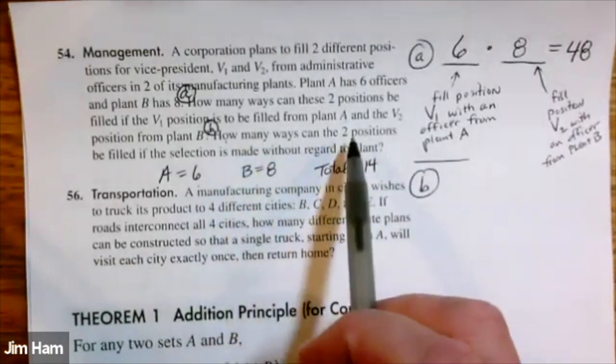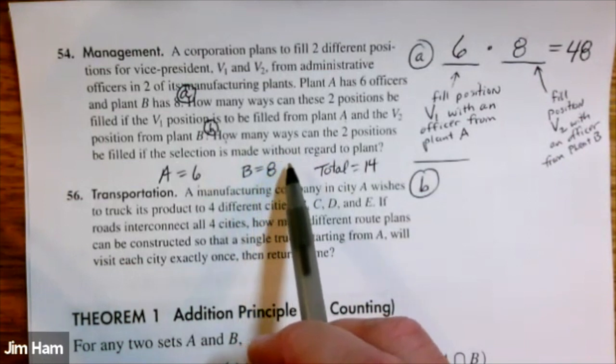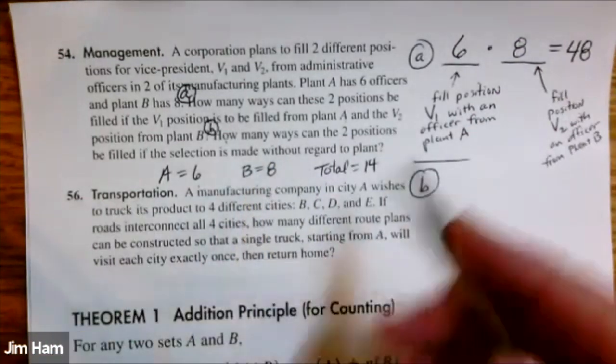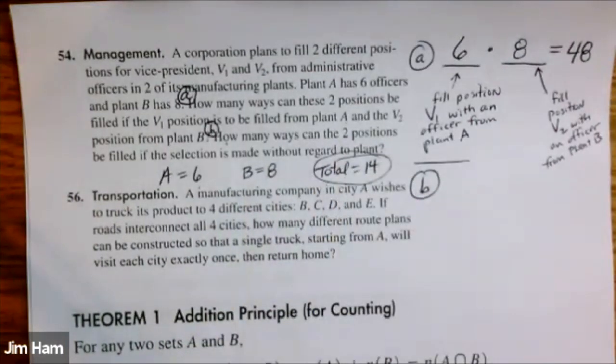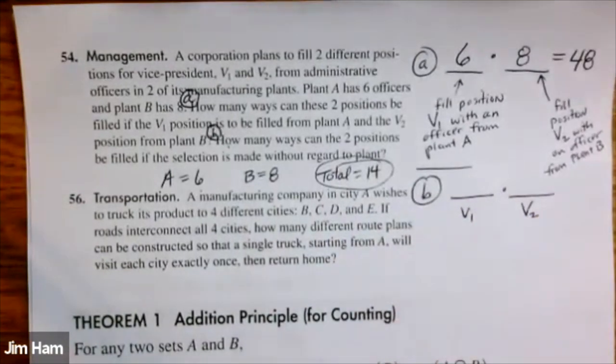Part B says, in how many ways can the 2 positions be filled if the selection is made without regard to plant? So we're not considering the 6 officers. It could very well be that both of those vice presidents are people that we select from plant A. But we're just going to pool all of those officers together and think that we have 14 officers to choose from. Now we want to assign the V1, and after we assign the V1, we want to assign the V2. Now there's 2 people that we want to put in these leadership positions, right? And one person cannot take 2 vice president positions. We want the first vice president, we want the second vice president.